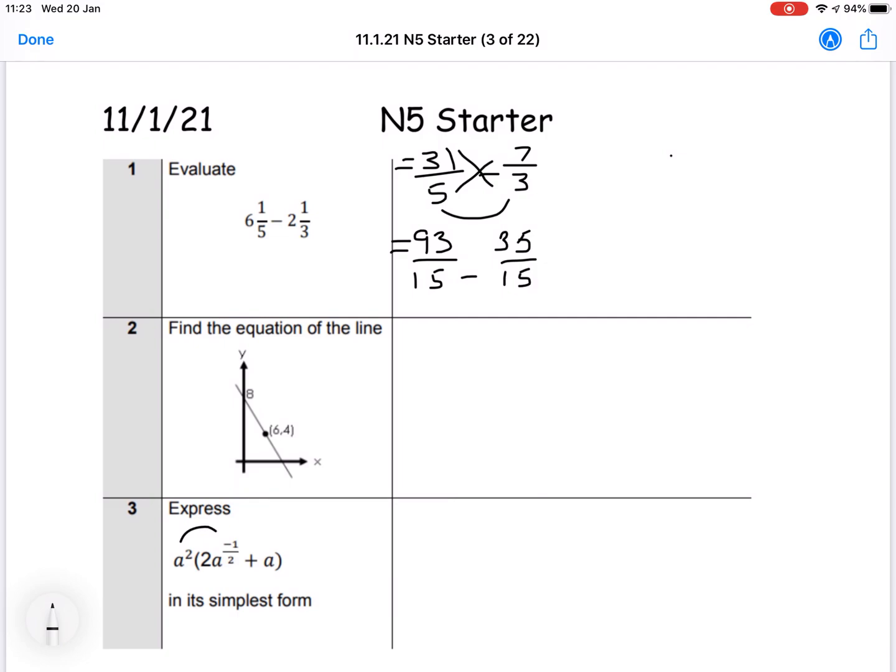And now that these are both the same denominator, we can go ahead and do the subtraction. So 93 subtract 35 is going to leave you with 58/15. And then we can go ahead and change that to a mixed number. So how many times does 15 fit into 58? Well, that would be 3 times.